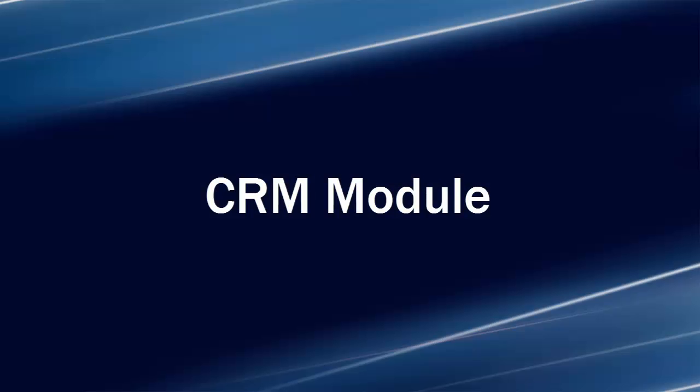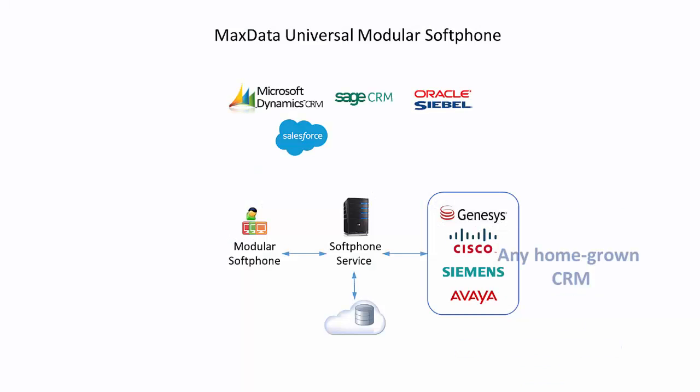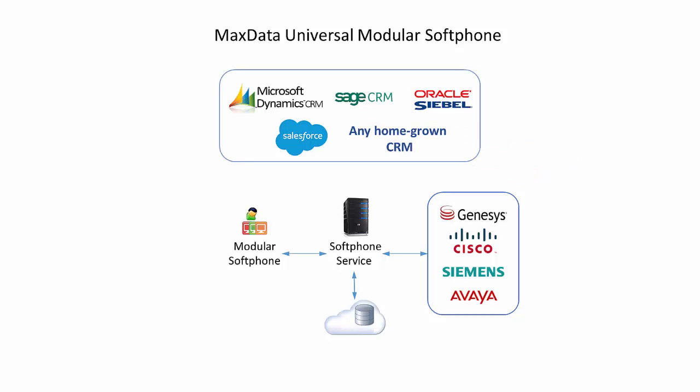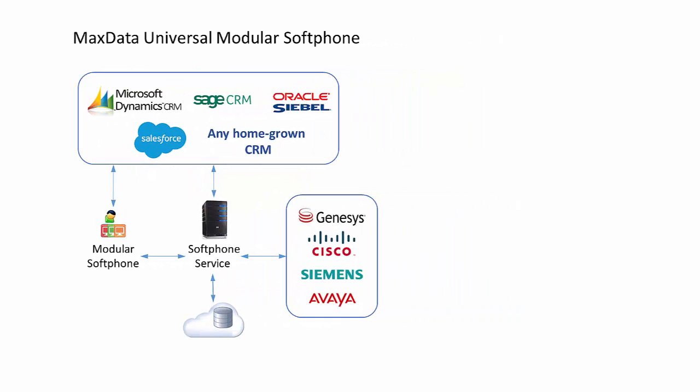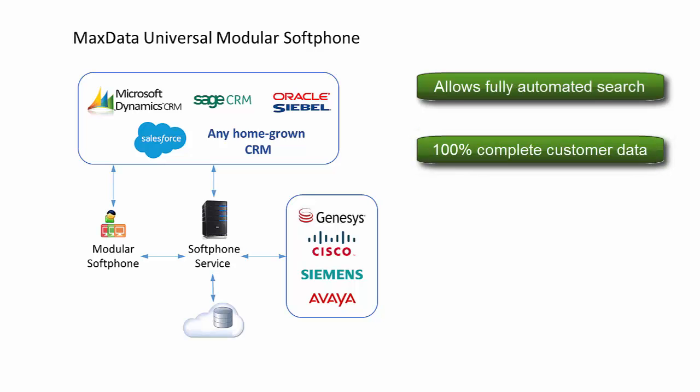The CRM module can easily integrate with any Windows or web-based CRM application on the agent desktop level. It can also integrate with any CRM solution on the server level. The unique interaction with the routing environment allows our CRM module to pass queries or execute macros that conduct complete and fully automated search of all of your CRM applications. As a result, all agents receive 100% complete customer data.